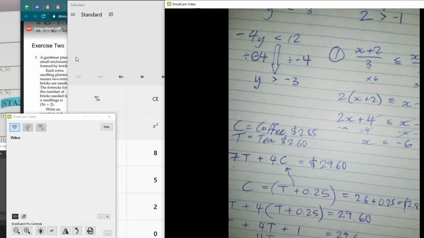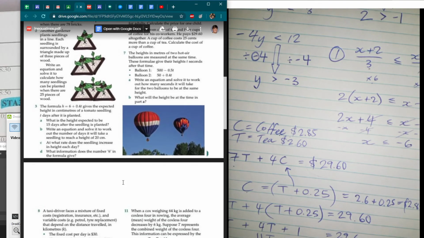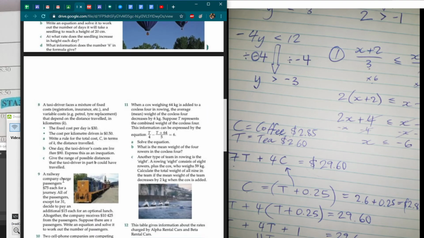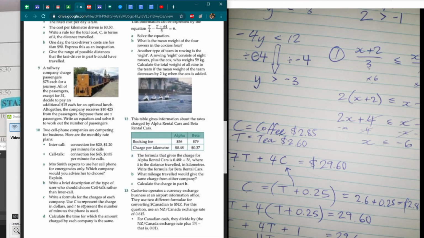That is not an inequality, so I don't know what we're doing. These are all equations. I don't see any less than or equal to's here.